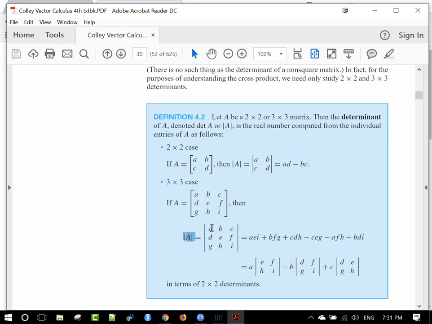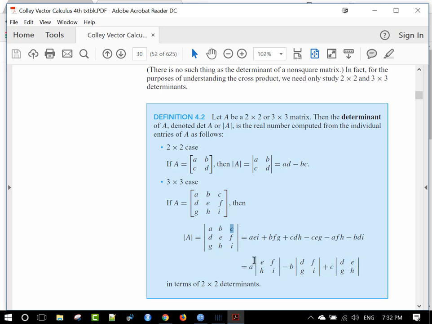So the way to remember it is first you take A, the first A there, and then you block out the column that A is in and the row that A is in. And what are you left with? This. So it's A times the determinant of this, and then you take the B and you block out the column and the row, and what are you left with? D, F, G, I. So it's B times that, but there's a minus here. And then next line is plus, and what's that? You take C, block this out and block that out. What are you left with? D, E, G, H.